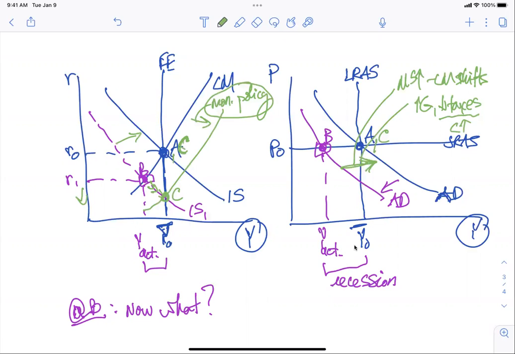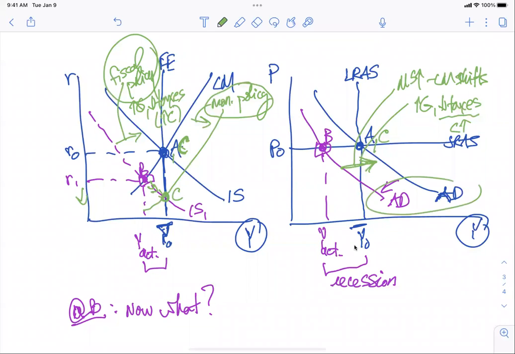So we can either shift the LM, or use fiscal policy. In other words, increase G, reduce taxes, which increases consumption. That's the whole point of reducing taxes. So monetary and fiscal policy do what? They affect aggregate demand. Either IS or LM, but ultimately aggregate demand. So you can get out of a recession by using fiscal or monetary policy.